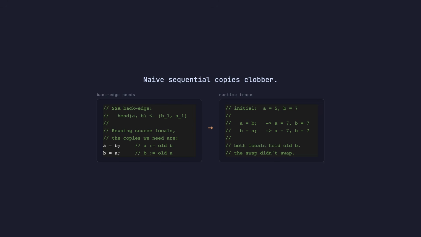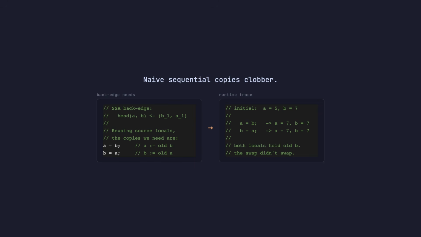The semantics of a phi is that all operands are bound simultaneously. Sequential copies don't have that property. The classical fix is temporaries. You read every value into a fresh local first, then write the temporaries into the destinations. It's always correct, but it costs roughly double the copies and double the number of local variables.